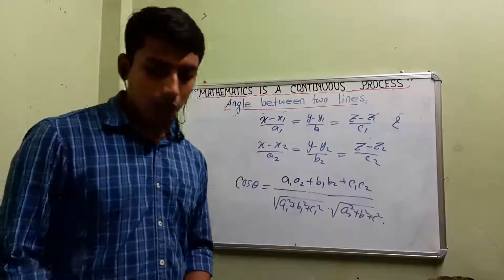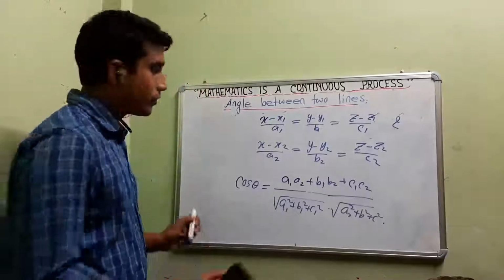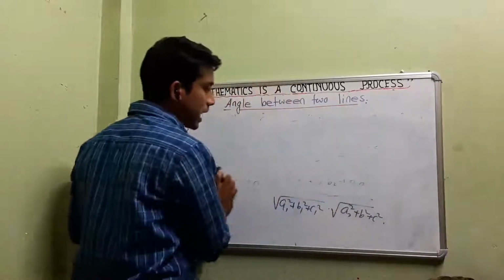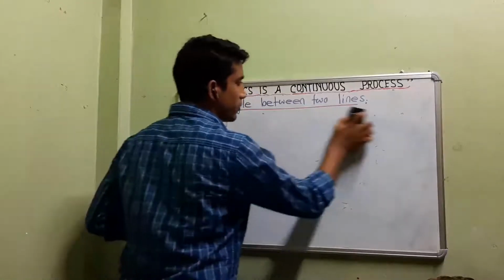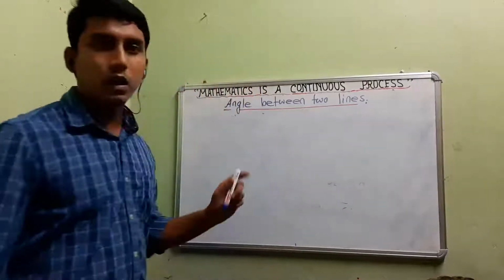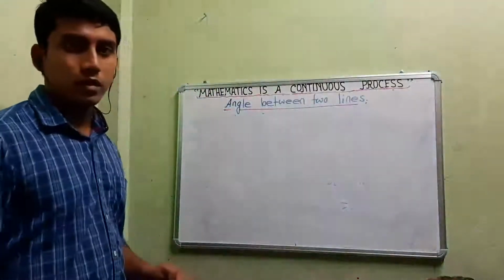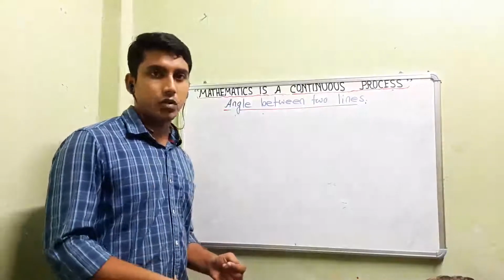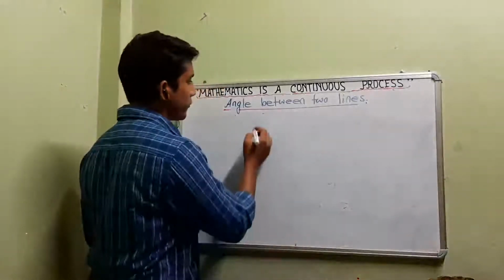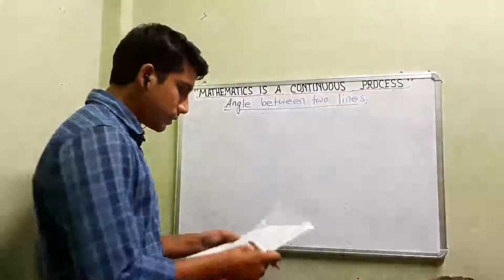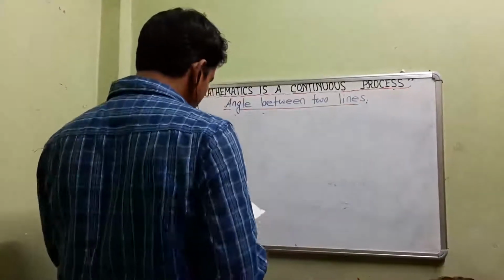Now let me go to the concept of finding the equation of a line which is parallel to some other straight line and passing through some point. We'll understand the concept by taking a question. It will be better for you.